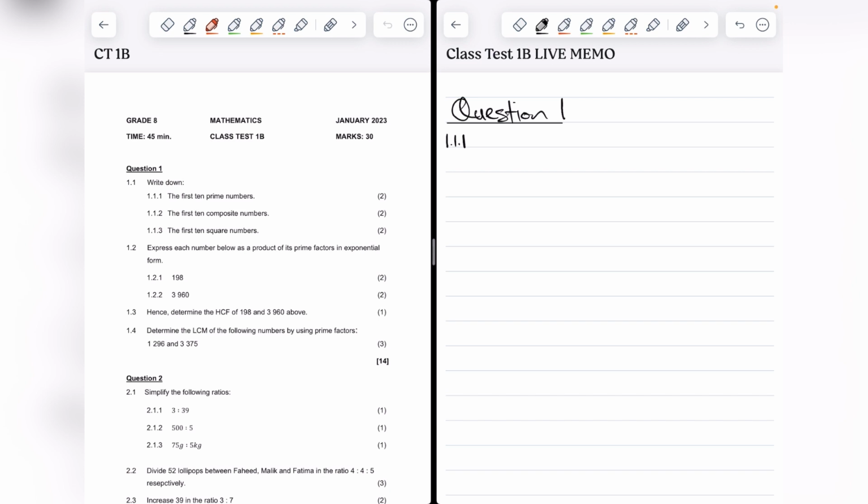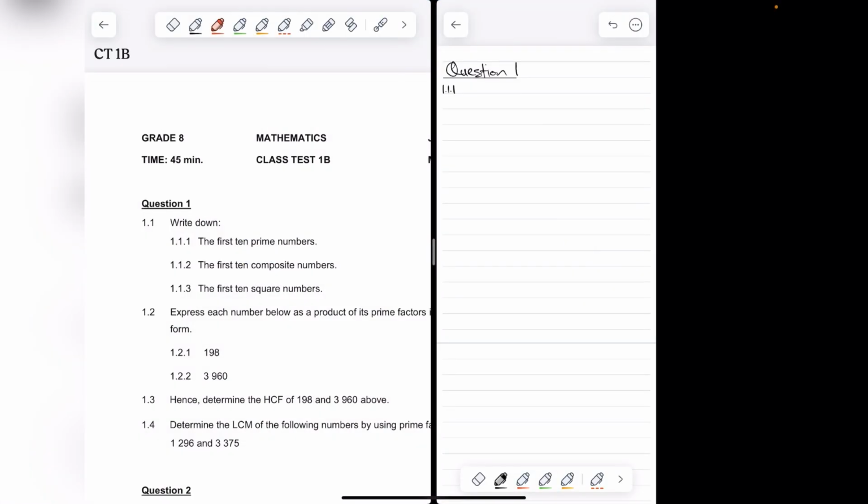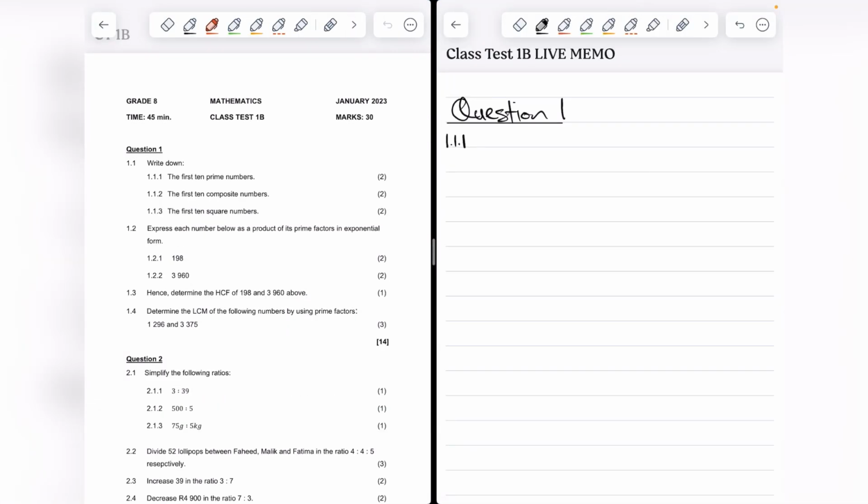We will be looking at our class test 1B in this session, and we will start off immediately with question 1. As it says here in the question paper, we need to write down the first 10 prime numbers. These first three questions basically deal with some knowledge. There's no real way to work out the first 10 prime numbers. You simply need to know them.